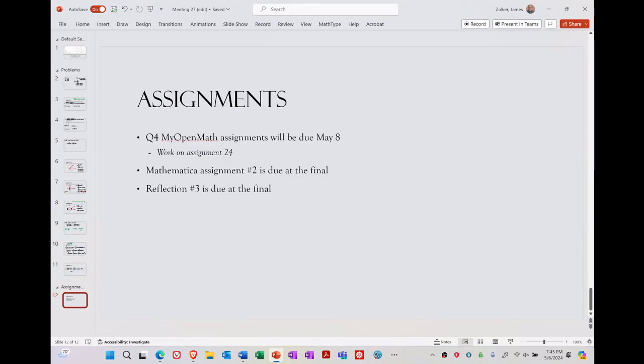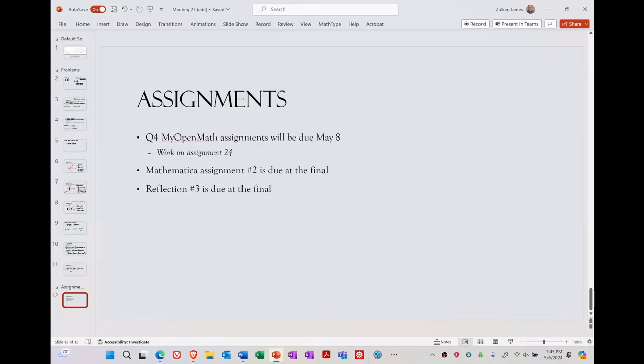So we've got 4 things that are coming up on Wednesday. Math, you can now work on assignment 24, so that'll be due Wednesday. Second mathematics assignment, due Wednesday. I think that's an actual term reflection. You're reflecting on the term in general. That is due Wednesday, and then the final exam will be on Wednesday.